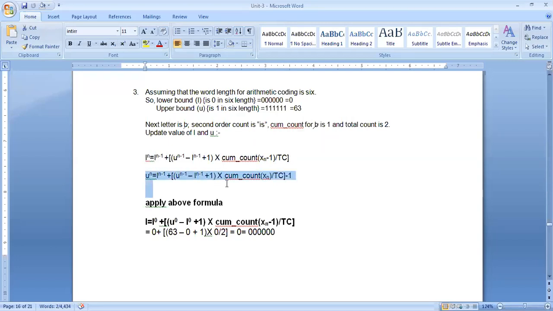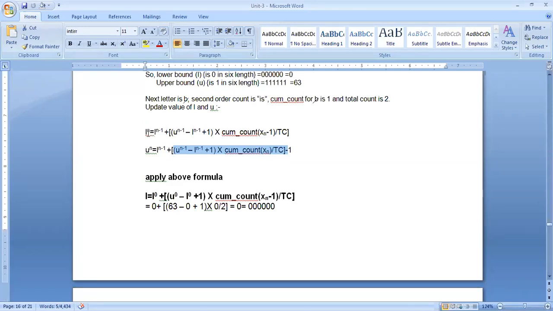And this one is the upper bound formula: upper bound for the next level is equal to lower bound of the previous level plus upper bound of the previous minus lower bound of the previous plus 1, multiply cumulative count of xn, and this is divided by total count, and this whole value will be minus 1. So with the help of this formula, we calculate L and U, lower bound and upper bound for the next level. So apply this formula.